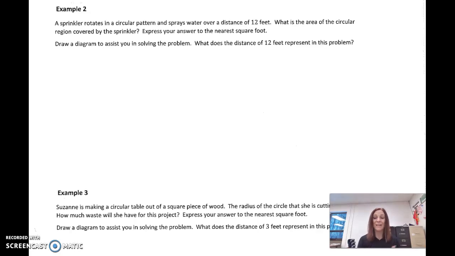All right, so as we go into examples on area of a circle right now, try not to feel overwhelmed. Draw pictures and break things down into the formulas so you know what information you need. Okay, so keep that in mind as we're doing these.